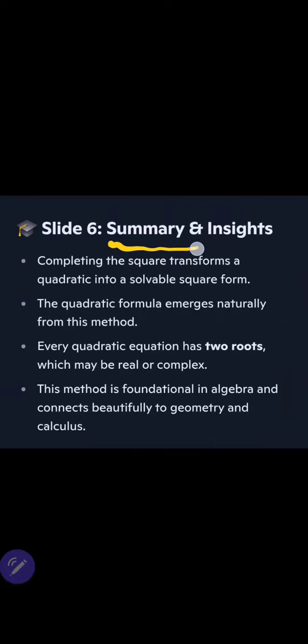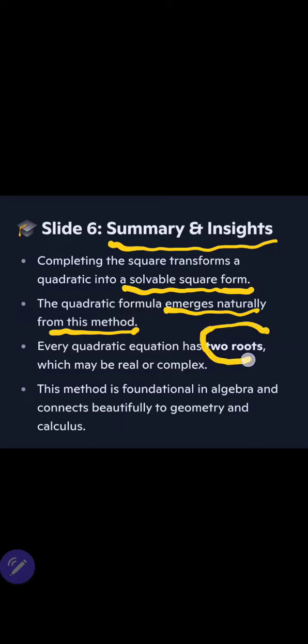Let's look at the summary. We complete the square, which transforms the quadratic into a solvable square form. Then the quadratic formula emerges naturally from this approach. So every quadratic equation has exactly two roots. This method is foundational in algebra and connects beautifully to geometry and calculus.